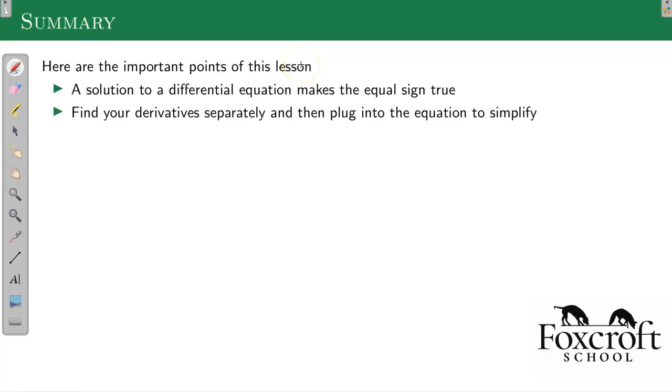Here are some important points. A solution to a differential equation makes the equal sign true. So when I put in these derivatives and simplify down, I get a true equation. Find your derivatives separately and then plug them into the equation to simplify. Especially in that second example, we had to find y prime and y double prime. I find those separately and just plug them in and see what happens.